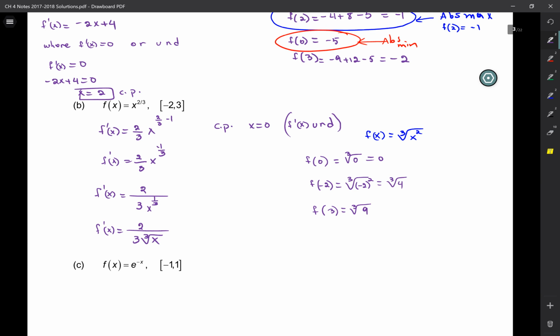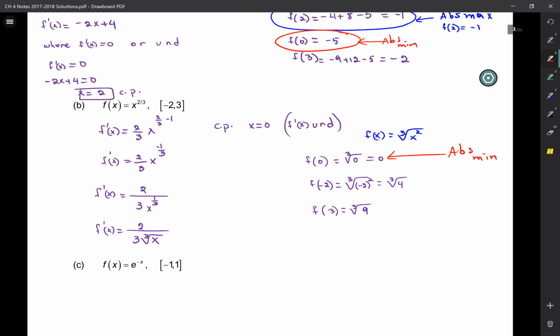Can you tell right off the bat what's the smallest value here? 0 is the smallest value. Okay? So here we go. Why don't you have the 2 anymore in the numerator? Like why is it not a fraction? This was f prime. We're plugging it into f.